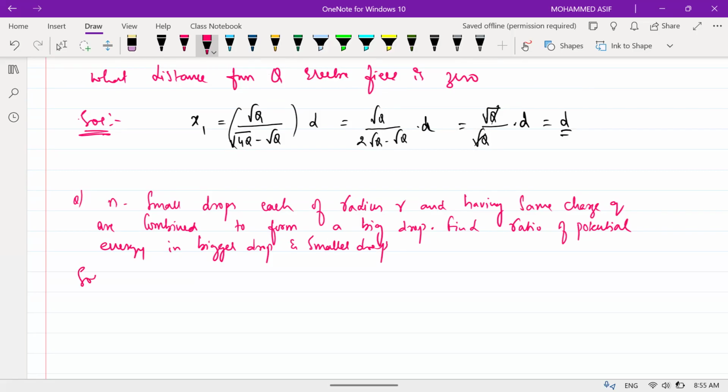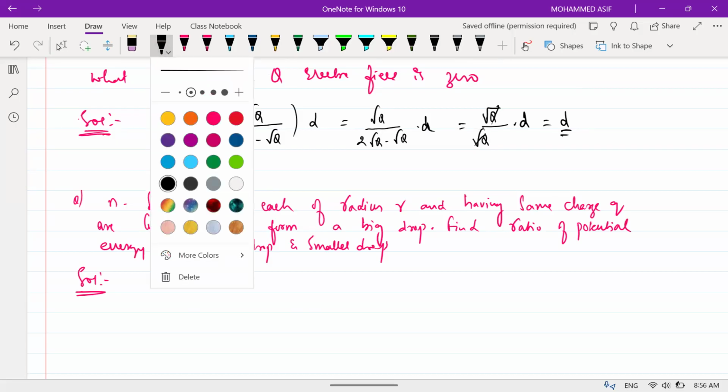Does anyone remember the formula? N droplets are combining to form a bigger drop. N small droplets, each of radius r and having the same charge q, are combined to form a bigger drop. Then what is the ratio of the potential energy of the bigger drop to the smaller drop?